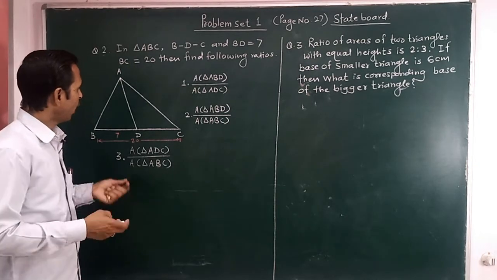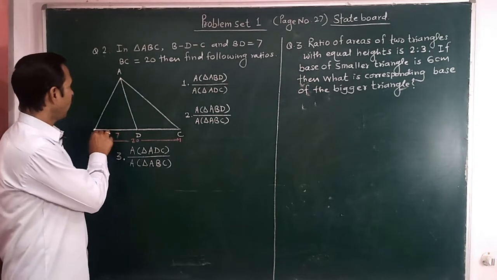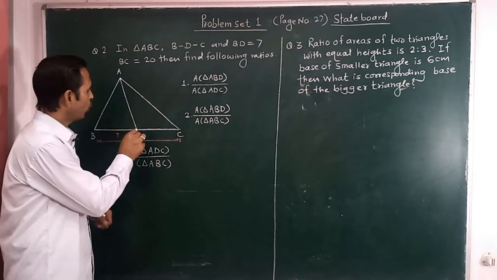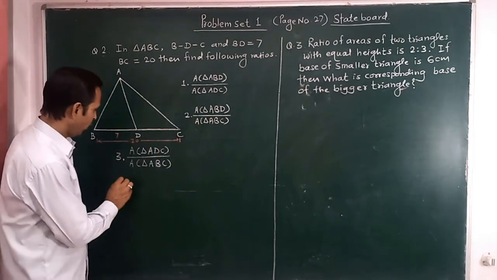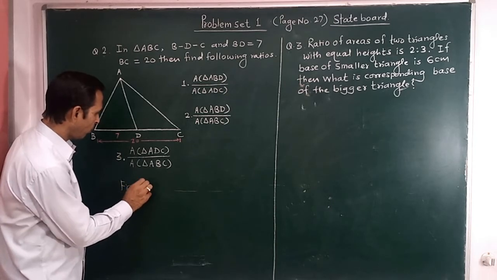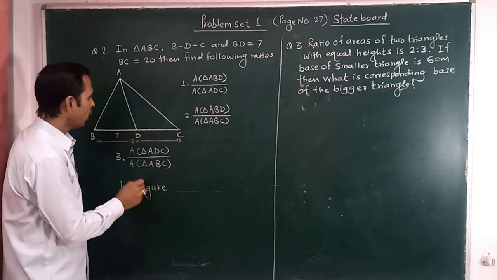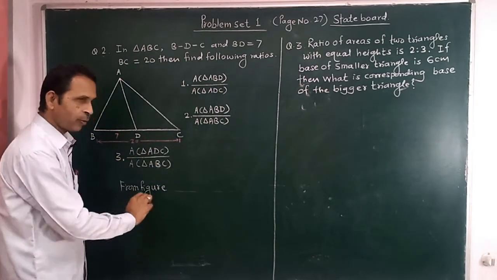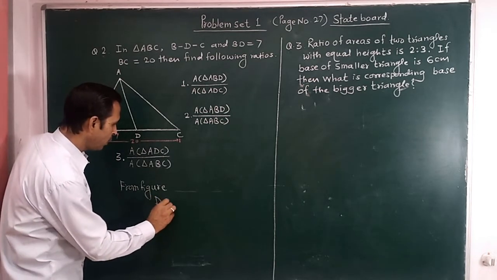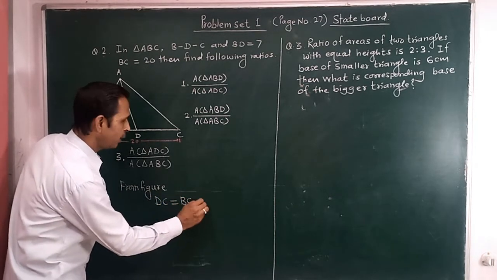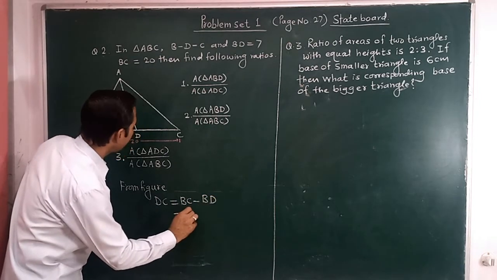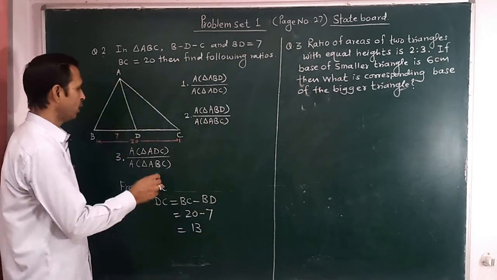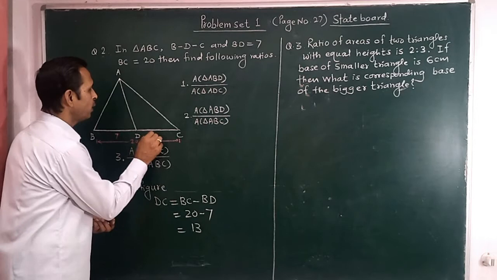Now if you observe this figure, we are given the value of BD, we are given the value of BC, but we don't know DC. That's why from the figure, if you subtract BD from BC, we will get DC, and that's why we write the equation directly. DC is equal to BC minus BD. BC is 20 and BD is 7, and that's why DC is 13 units.